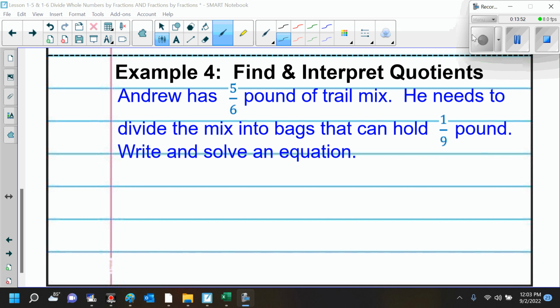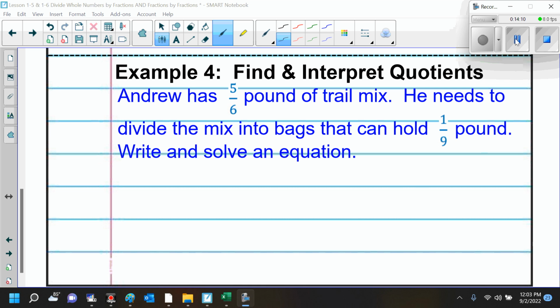So example 4 is find and interpret quotients. Andrew has 5/6 pounds of trail mix. He needs to divide the mix into bags that can hold 1/9 pound. We want you to write and solve an equation.